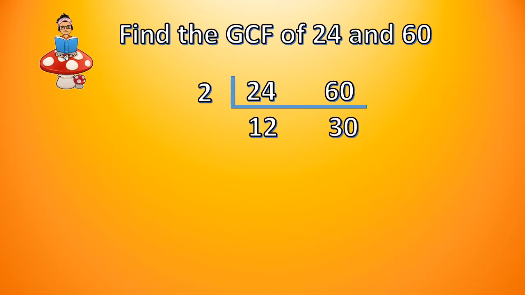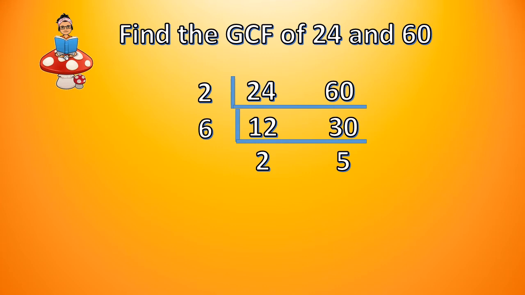Now look at 12 and 30. Do they have a common factor except 1? Okay, yes, very good. Think of a common factor of 12 and 30, and any common factor you could think of can be used as their common divisor, okay? Okay, how about we use 6? 12 divided by 6 is 2, and 30 divided by 6 is 5.